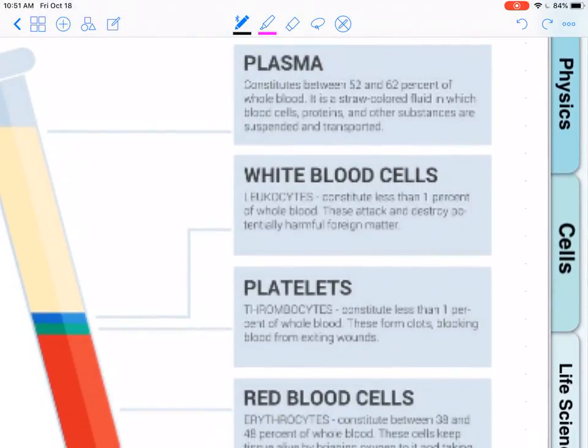White blood cells, which are also called leukocytes, constitute less than 1% of whole blood. These attack and destroy potentially harmful foreign matter. So if the test said, what is another name for white blood cells? You would say leukocytes.